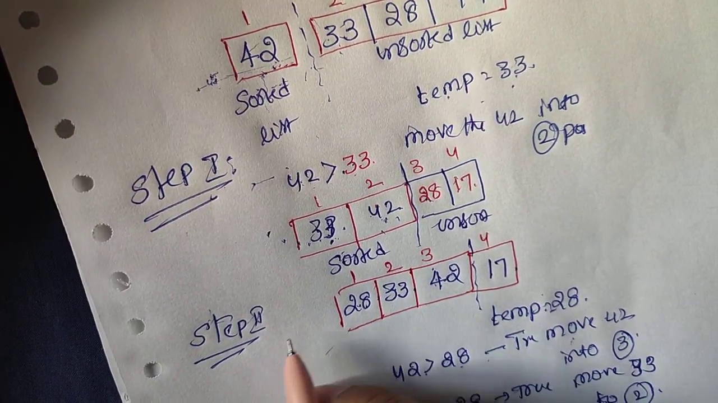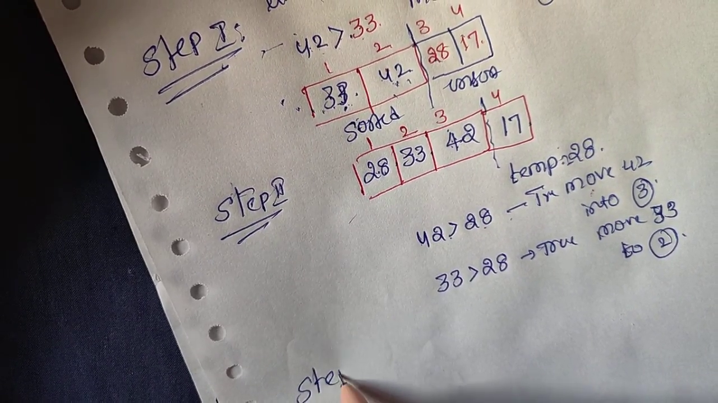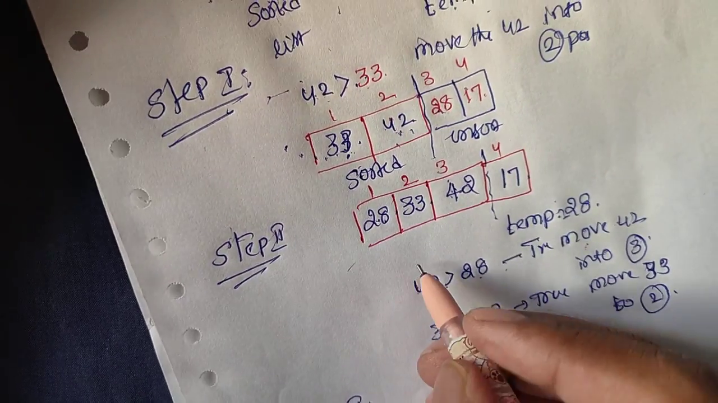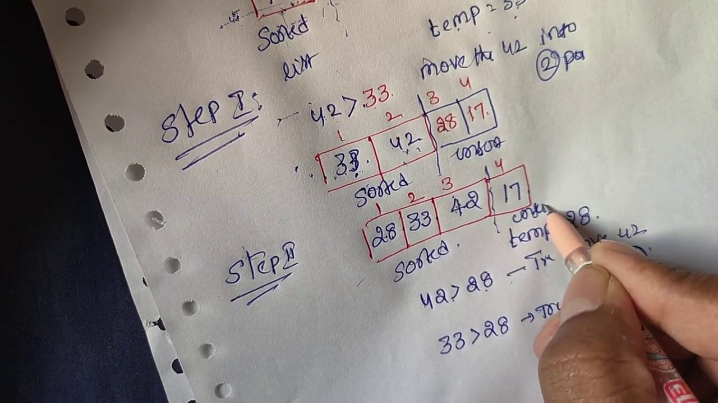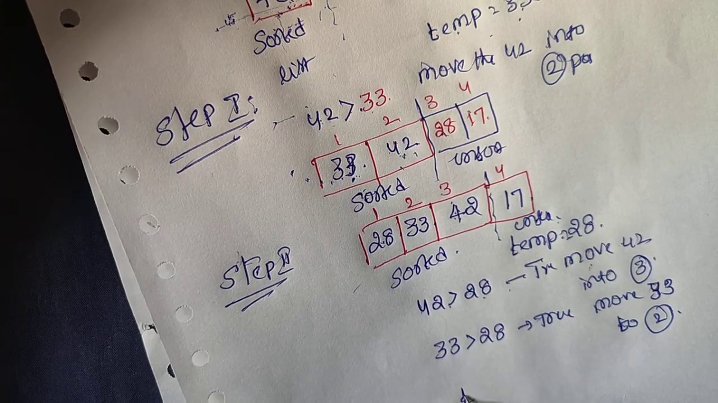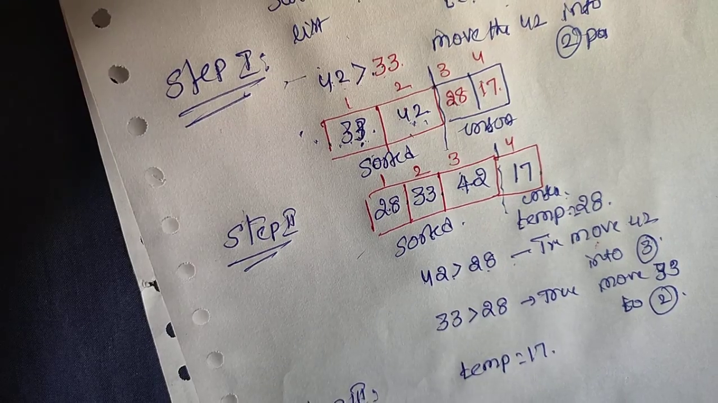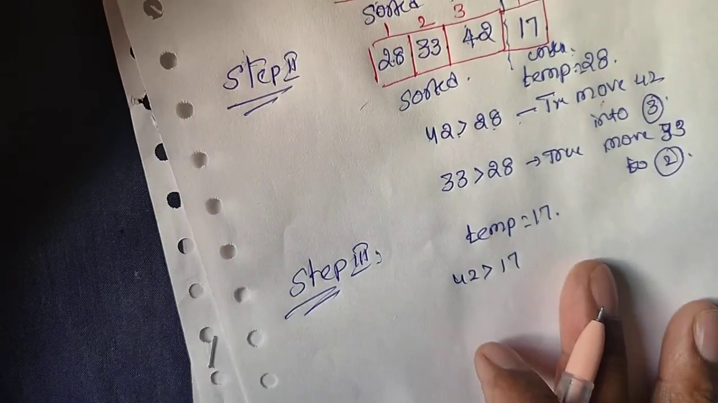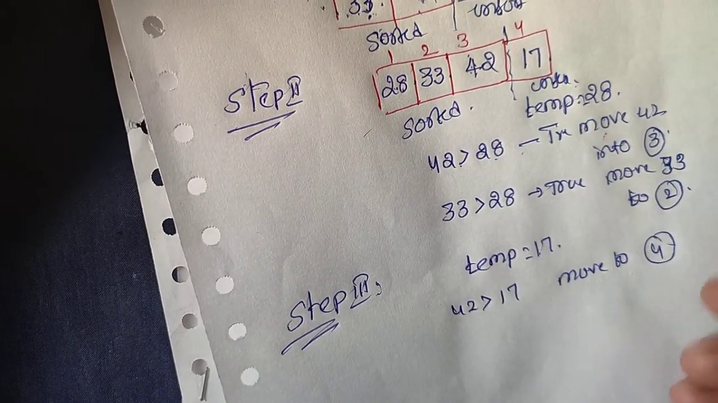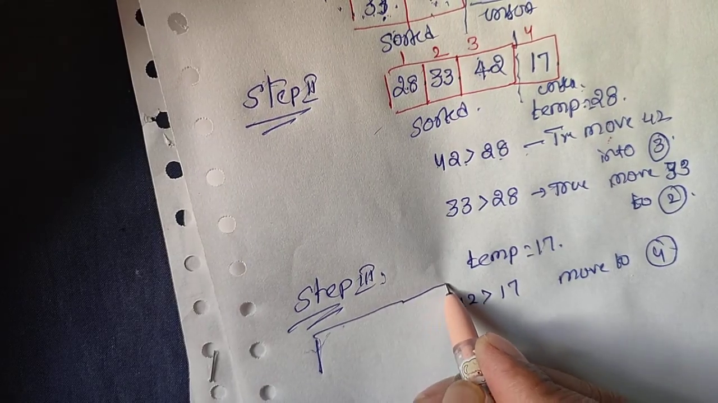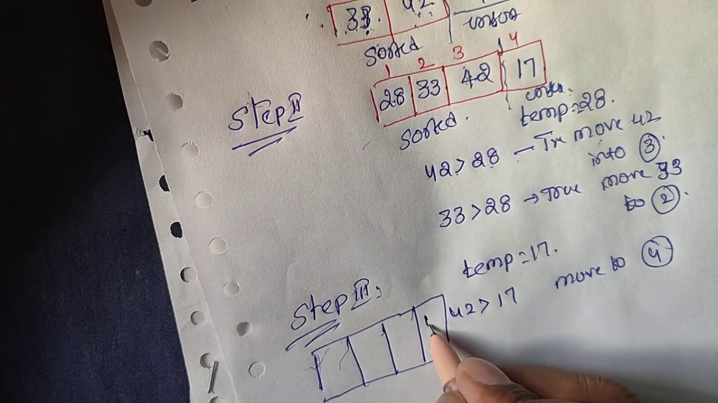So this is the technique in step 2. After that, we follow the same procedure in step 3. Here in step 2, this is the sorted part and this is the unsorted value. Is there one more value? There is an unsorted value. So temp is equal to 17. Same procedure: 42 is greater than 17, then move it to the fourth position. So 42 moves here.